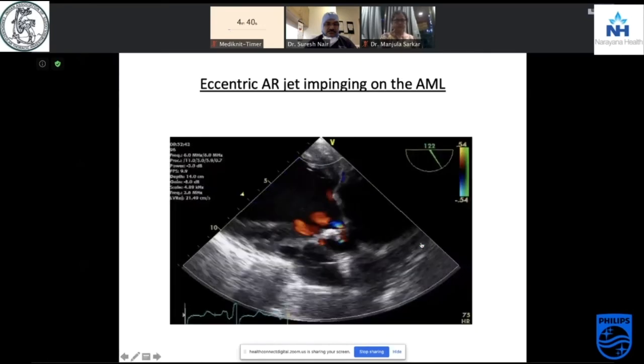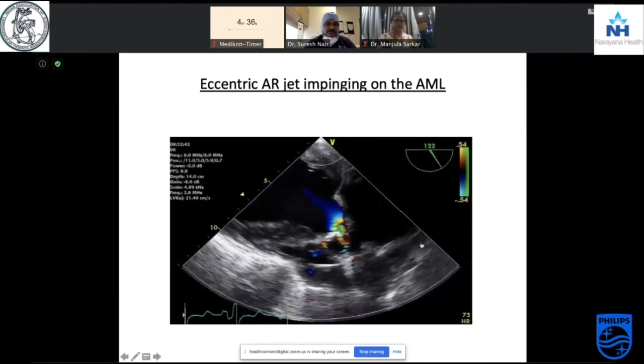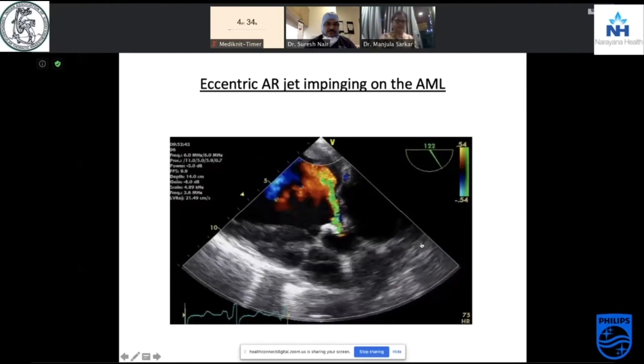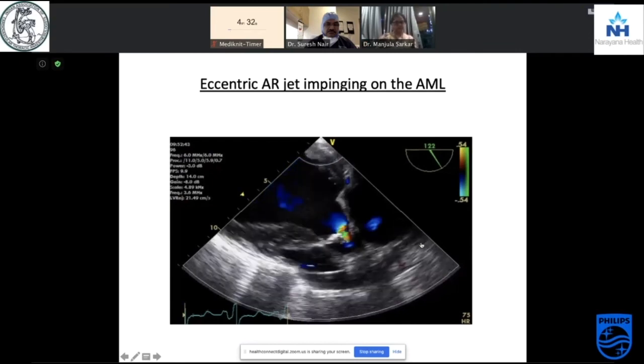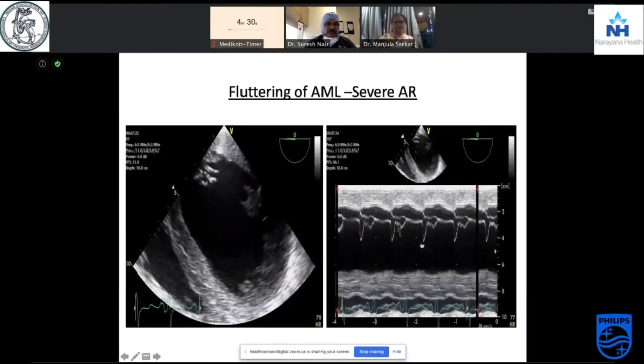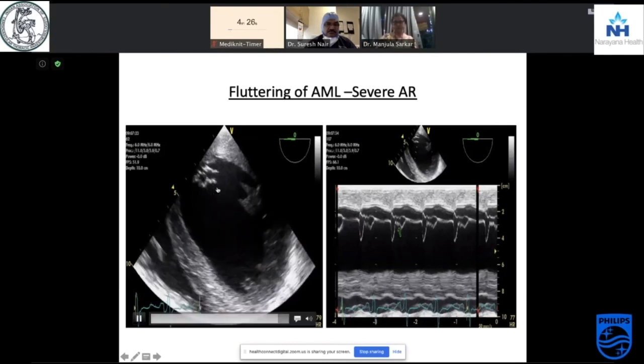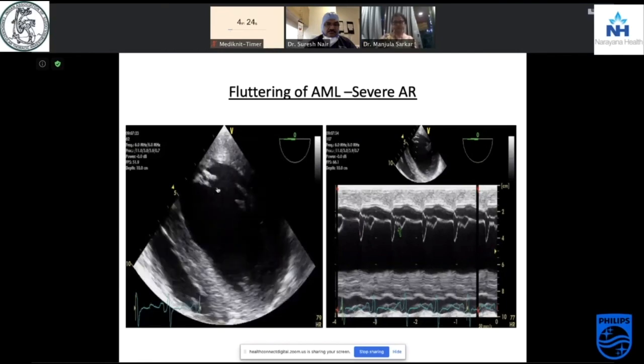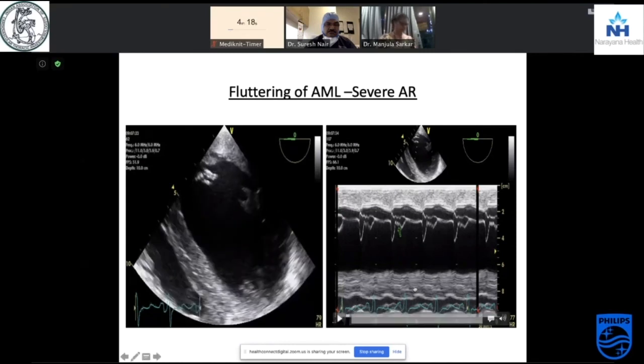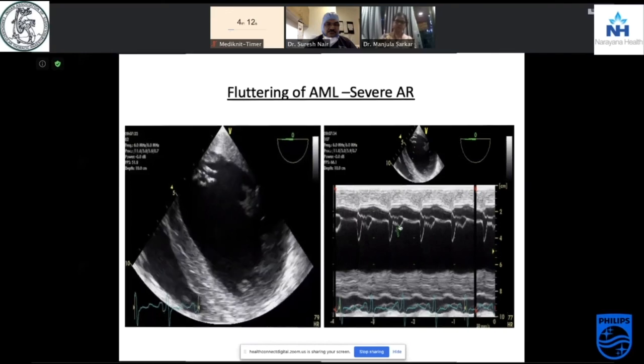What about this? This is an eccentric jet, which is causing the jet impingement on the AML. This can be easily appreciated in a basal short axis view. If you can see here, the AML is actually fluttering. To know the exact timing of the flutter, you can use the M-mode across the AML. If you can see during diastole here, because it is ECG gated, it's easy to find out the timing. Diastolic flutter is seen here.